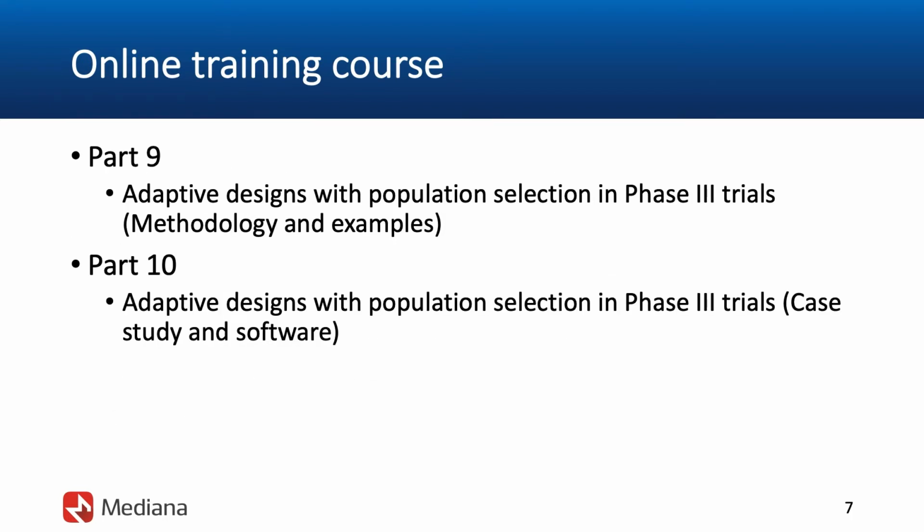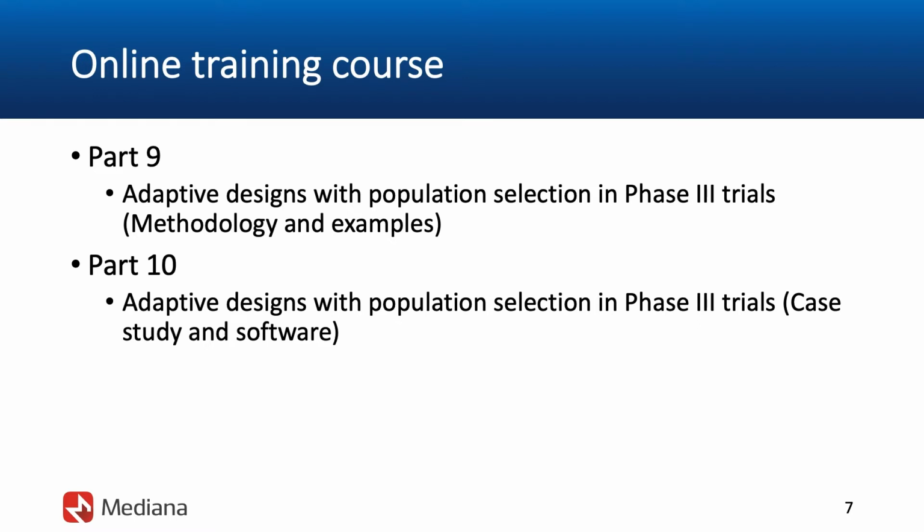And finally, in parts 9 and 10, the same approach will be applied to yet another class of adaptive designs. These are the adaptive designs that are applied to so-called multi-population trials, and the interim assessments are used to select the most promising population or populations for the final assessment in those trials.